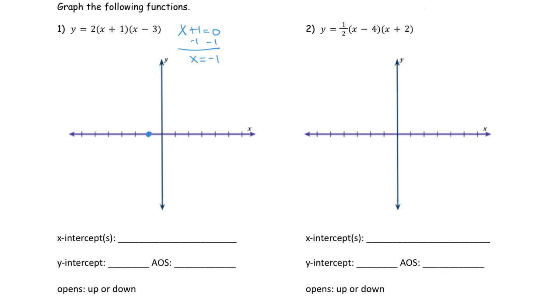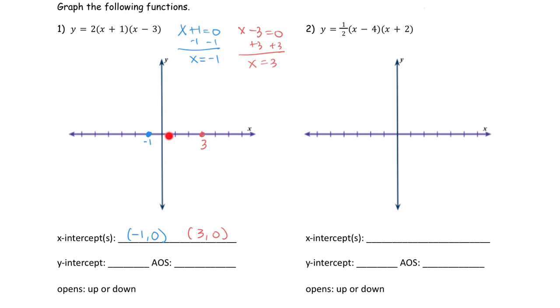So we're here on the x-axis. I'm going to plot that point at negative 1. That x-intercept is negative 1, 0. And then I'm going to take the other factor and set that equal to 0. So I would have to add 3 to both sides, and I would get x equals 3. And I would plot that at 1, 2, 3 over right here. And that x-intercept is 3, 0.